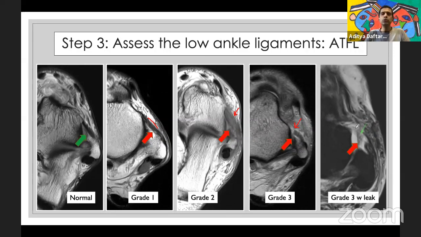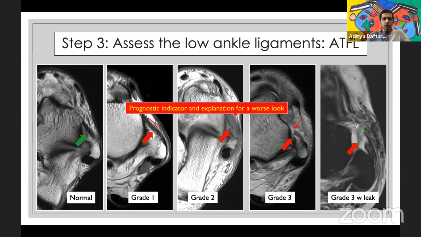And remember, when you lose the anterior talofibular ligament, along with it, you may lose some adjacent capsule. Sometimes with that capsule, you'll have extensive fluid and effusion going out into the adjacent soft tissues because of that capsular rupture. And that's why those ankles look really ugly clinically, even though they're just low ankle sprains. So assessing the anterior talofibular ligament will give you some sense of prognostication, or an explanation for why that patient's ankle looks worse or why that patient is not recovering as quickly as the last patient.